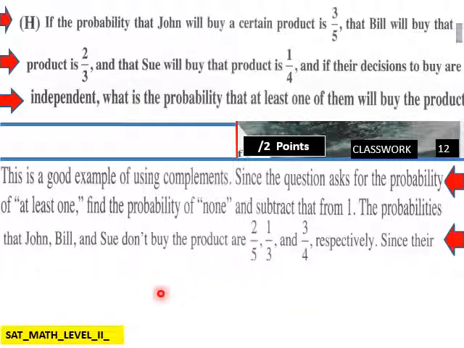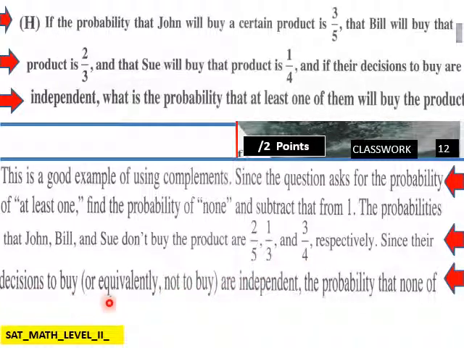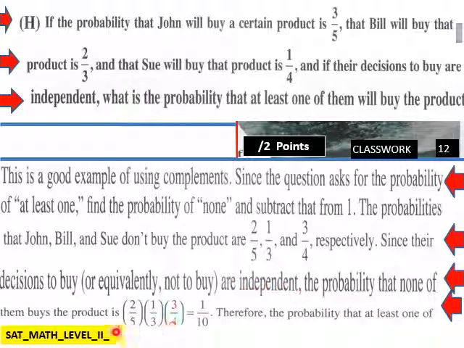The probabilities that John, Bill, and Sue don't buy the product are 3 over 5, 1 over 3, and 3 over 4, respectively. Since their decisions to buy, or equivalently not to buy, are independent, the probability that none of them buys the product would be 3/5 times 1/3 times 3 over 4, which equals 3 over 20. Therefore, the probability that at least one of them buys the product would be 1 minus 1 over 10, which would be 9 out of 10. So the chances are 9 out of 10 that one of them buys the product, according to this calculation.